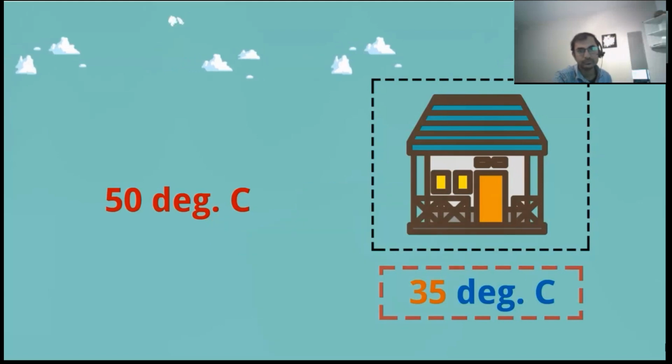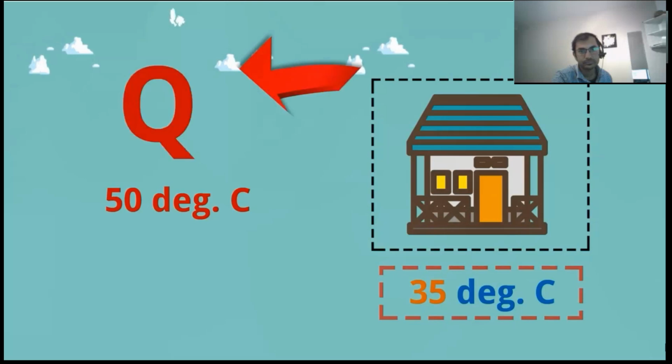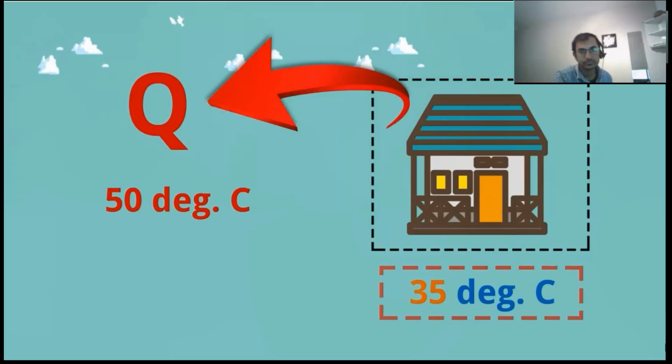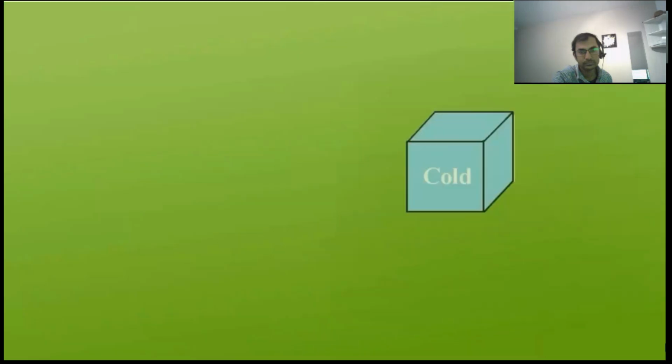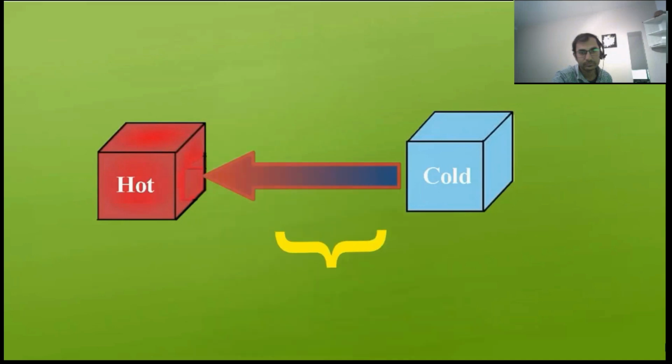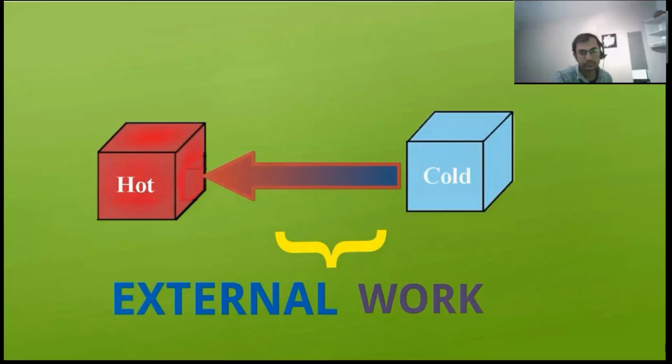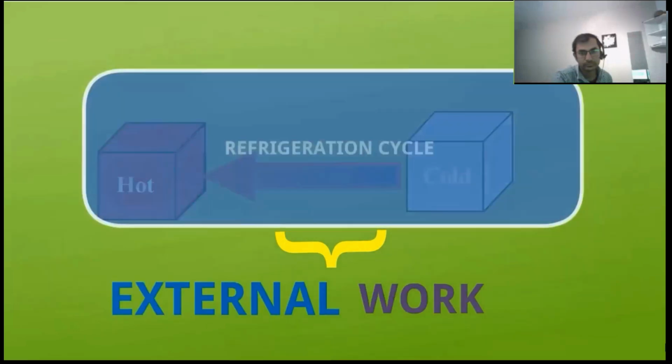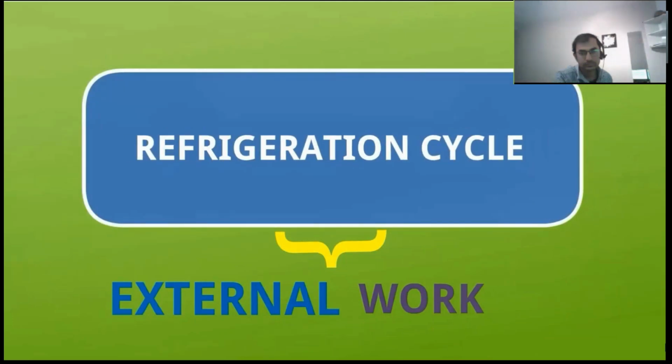So what do we have to do? We have to remove the heat from the room. So how to do it? This is the cold body and this is the hot body, and we have to transfer the heat from the cold body to the hot body. So what to do? We have to do work externally. So external work should be done, and that is why the concept of the refrigeration cycle comes into the picture.